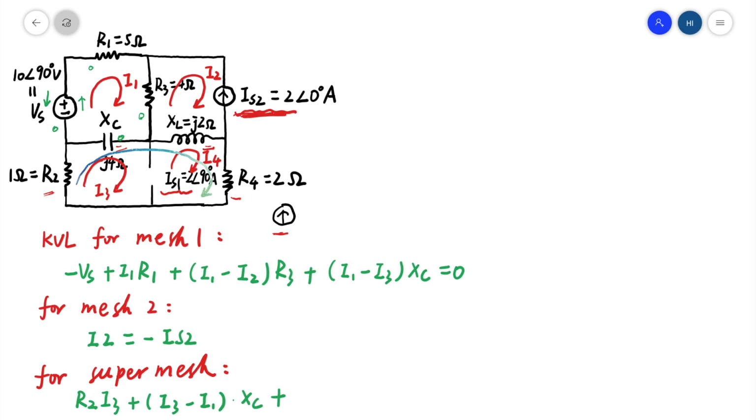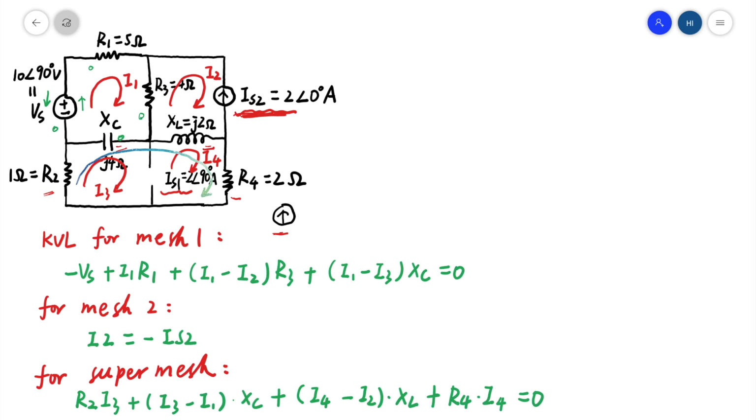And for the XL, the inductor, it's contained in two meshes, mesh 2 and mesh 4. So the voltage should be I4 minus I2 times XL, and then plus for the resistor 4, R4 times I4 equal 0. Once this equation is formed, an equation is needed that relates the two mesh currents with the current sources.